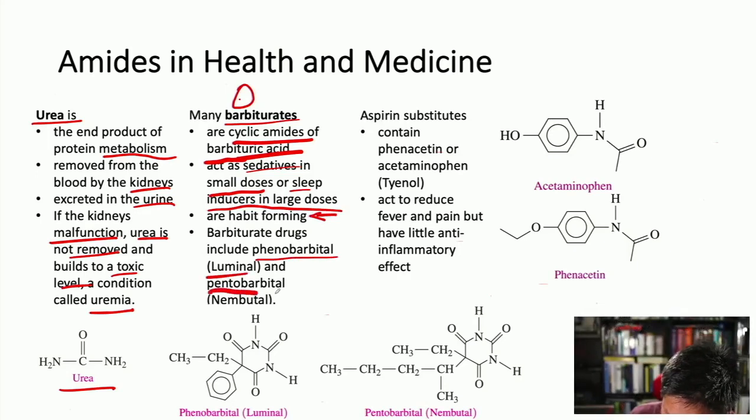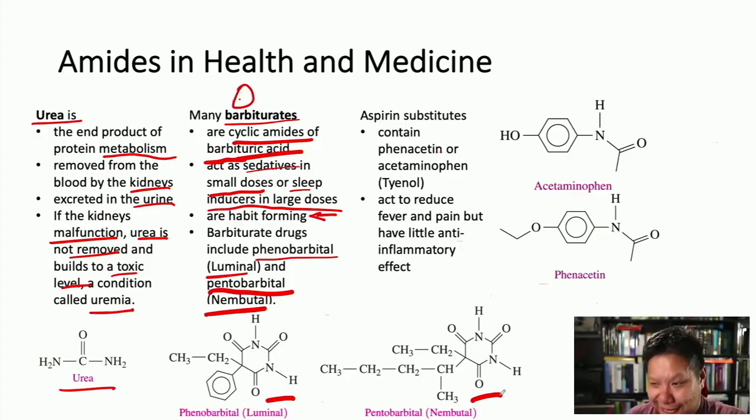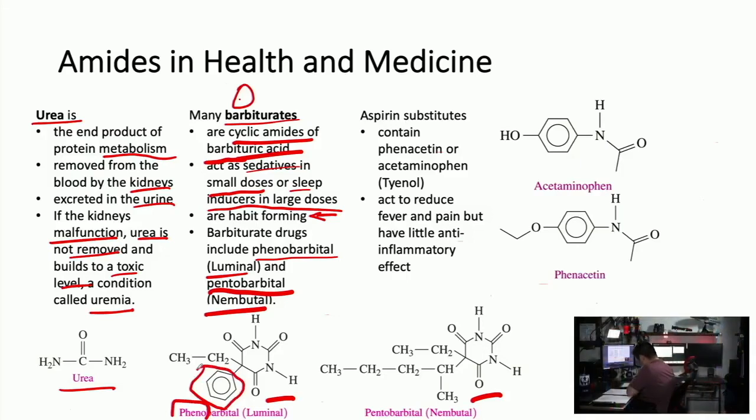Another one is pentobarbital, Nembutal, and these are it right here. Here's phenobarbital and pentobarbital. You'll notice the only difference between them is in the name too. Pheno comes from the phenyl group, which is this guy right here. On pentobarbital, that phenyl group isn't there. What's there is a 5-carbon alkyl group. That's why it's pentobarbital.